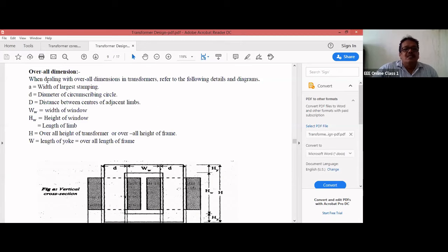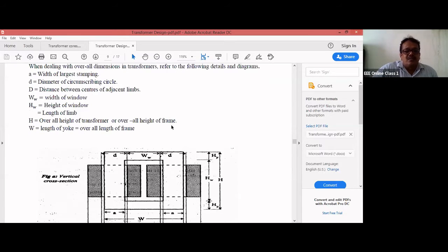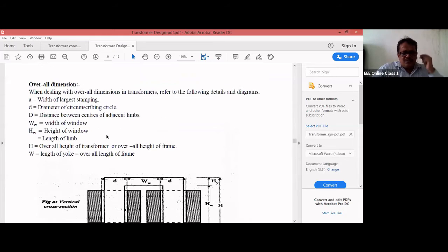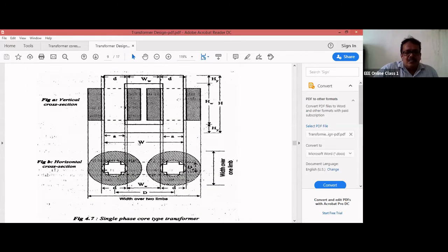Dimensions, dealing with overall dimensions, refer to the following details and diagrams. A is nothing but the width of the largest stamping. Here I have taken a single-phase core type, cruciform core or two-step core. A is the width of the largest stamping of your core. You can see the width of the largest stamping A.